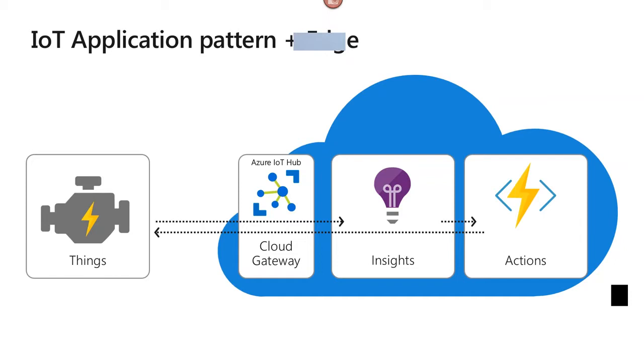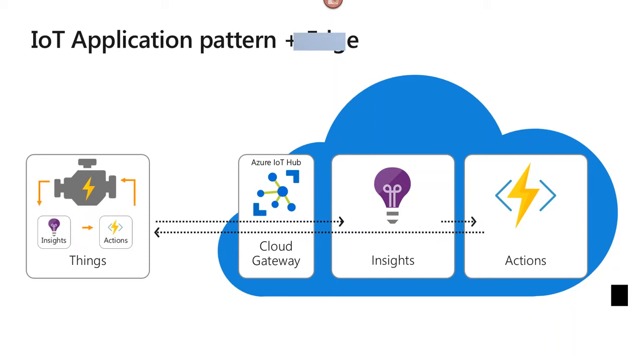But in the scenario we just showed you, I might want to actually run those insights and actions at the things level. I might want to push that intelligence to the device so that I don't have to guarantee that the internet is up before I can take action. I don't have to rely on low latency cloud scenarios to make sure I take action when the device starts having a small failure and prevent that from becoming a catastrophic failure. I might want to run those insights and actions locally. This is exactly where IoT Edge sits.